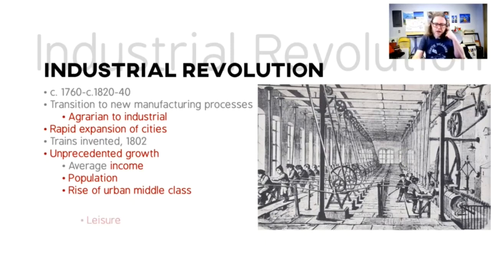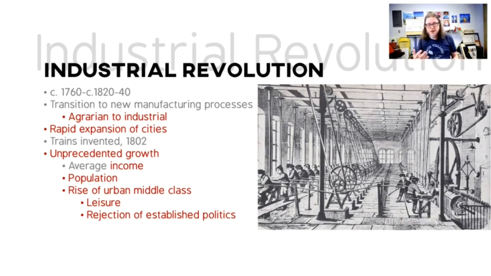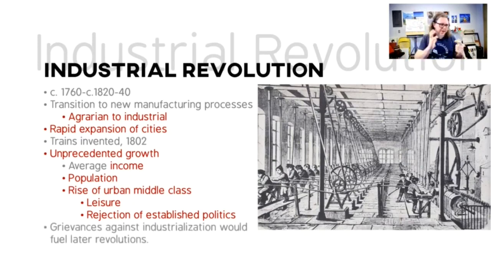Right? This new urban class was able to enjoy things like an increased leisure time. They started to reject the established politics of the time. Like I said, we've already kind of talked about that. Right? They're the ones who are going to be leading the French Revolution that we'll talk about again here in a moment. There are also some grievances against industrialization that's going to fuel later revolutions.